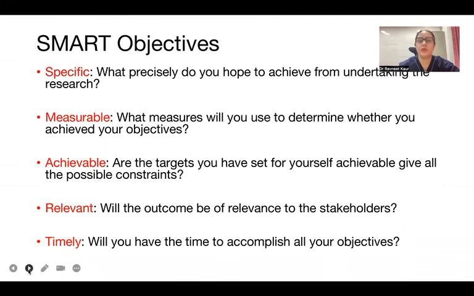Your objective needs to be SMART. That is, they should be specific. What precisely do you hope to achieve from undertaking the research? They should be measurable. What measures will you use to determine whether you have achieved your objectives? Are they achievable? Are the targets you have set for yourself achievable given all the possible constraints? Are they relevant? Will the outcome be of relevance to the stakeholders? And do you have the time to accomplish all of your objectives?